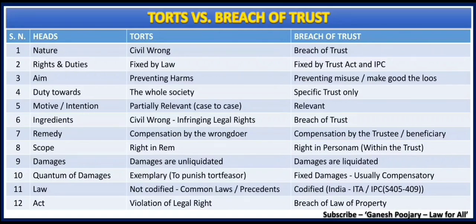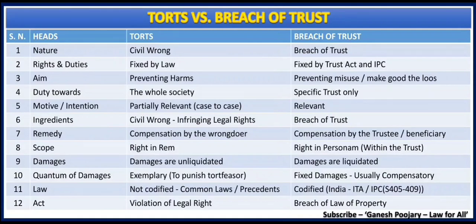What are the ingredients for torts? There should be a civil wrong and that should infringe somebody's legal rights. Those are the major two ingredients of torts. Whereas in breach of trust, there needs to be a breach of trust. Somebody is trusting someone and making a trustee, and that trustee is breaching the trust. That way, under breach of trust also there are two major ingredients, trusting and then breaching the trust.